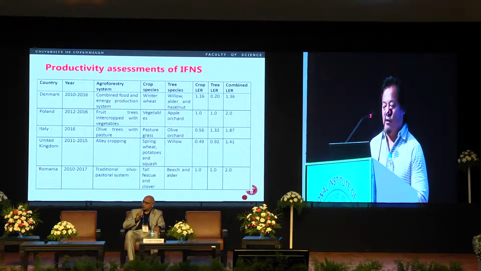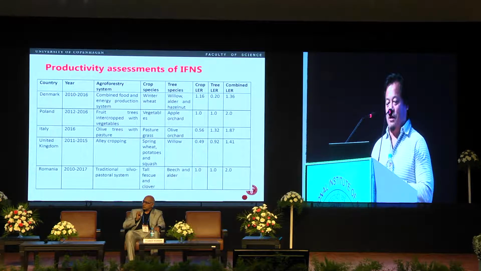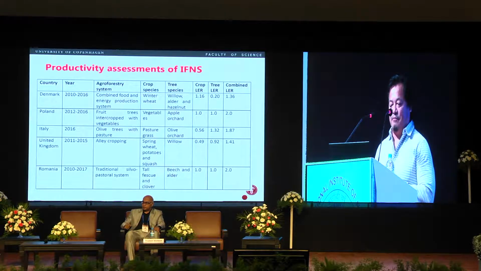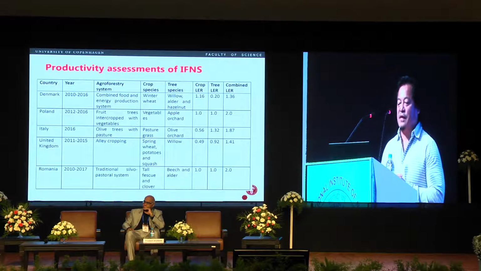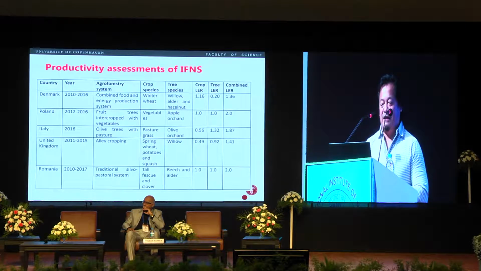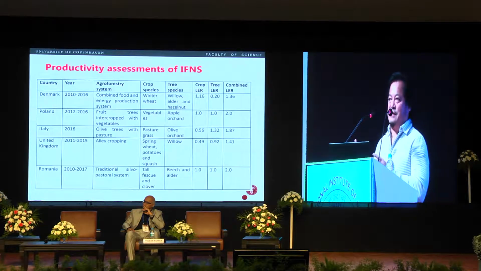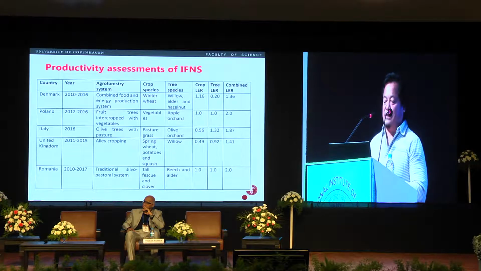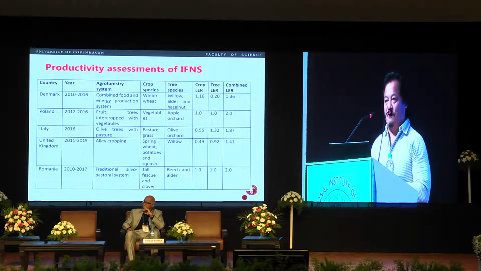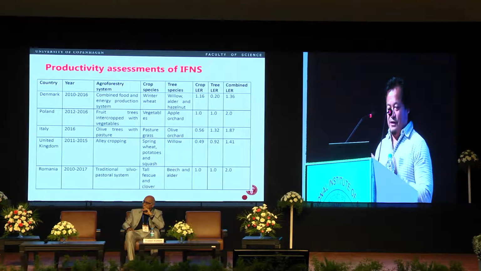As you can see, in all the systems, in Denmark, Poland, Italy, United Kingdom, and in Romania, the land equivalent ratios are higher than 1, because 1 is the reference for monocultures. So this shows that the agroforestry systems are productive and they produce a wide range of products.